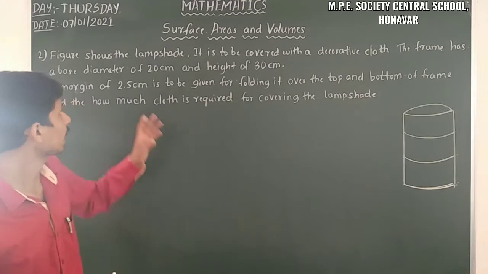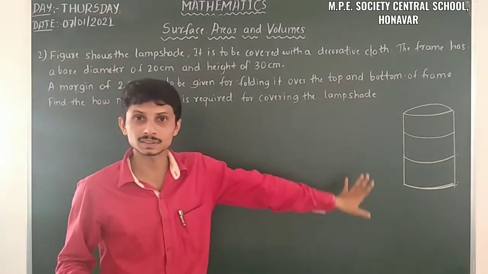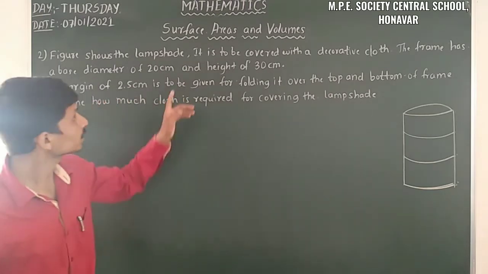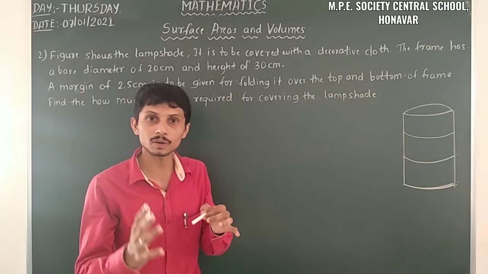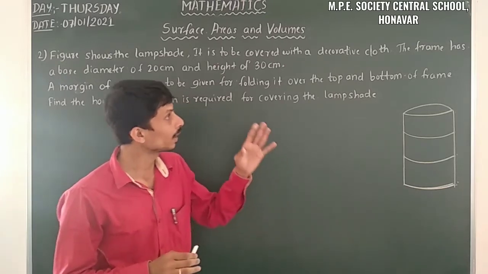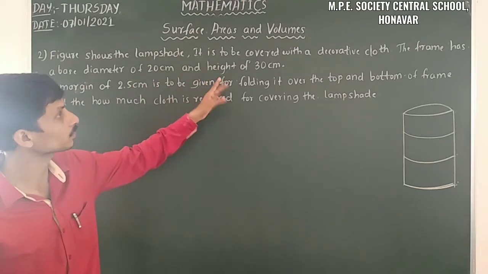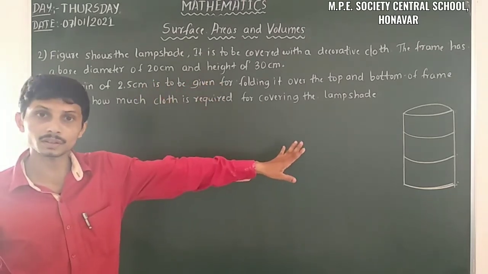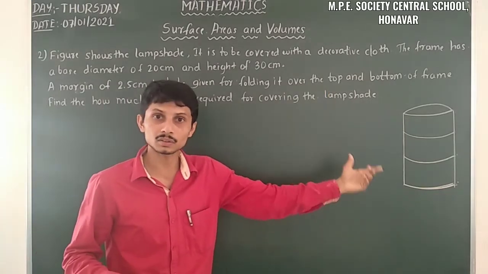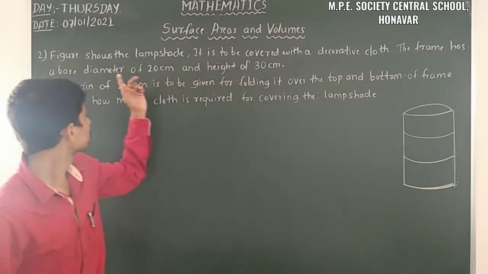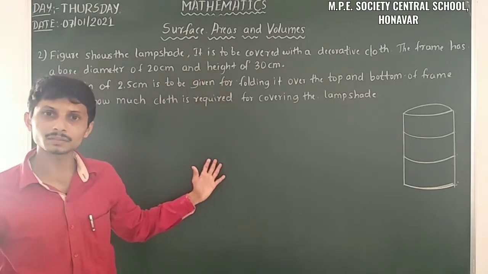Just observe, we have a lampshade. The lampshade is of a cylindrical shape. It is to be covered with a decorative cloth. We decided to cover it with a decorative cloth. And the frame has a base diameter of 20 cm and a height of 30 cm. So the measurement of this lampshade, a circular cylinder, is given: the diameter is 20 cm and the height is 30 cm. Just write that.